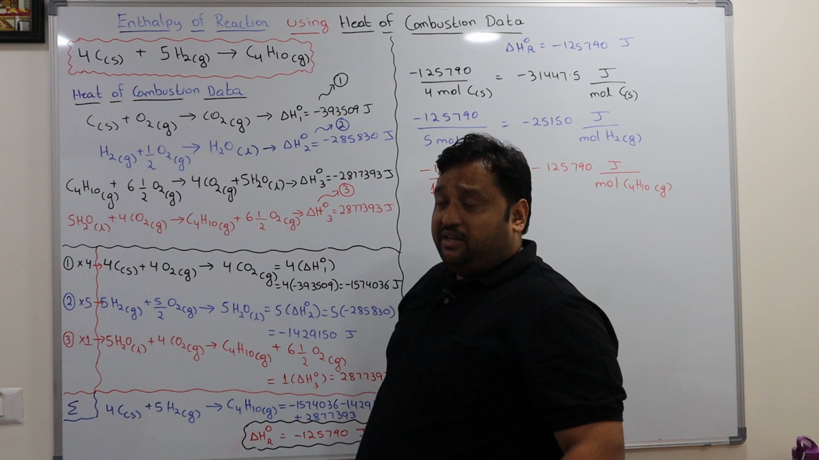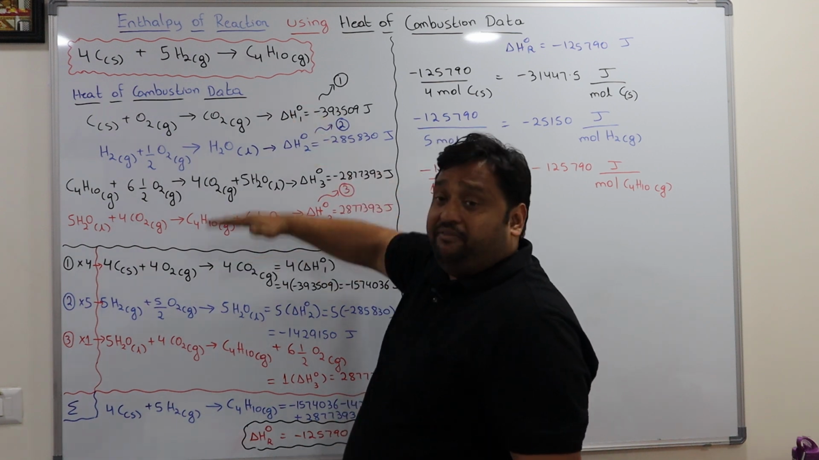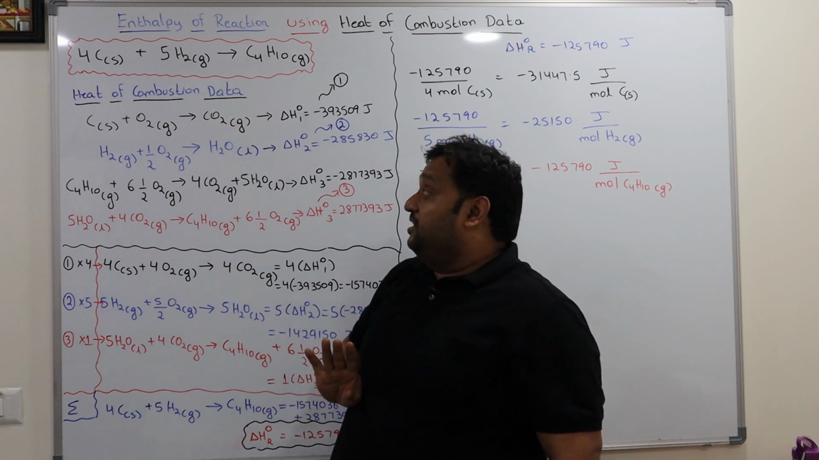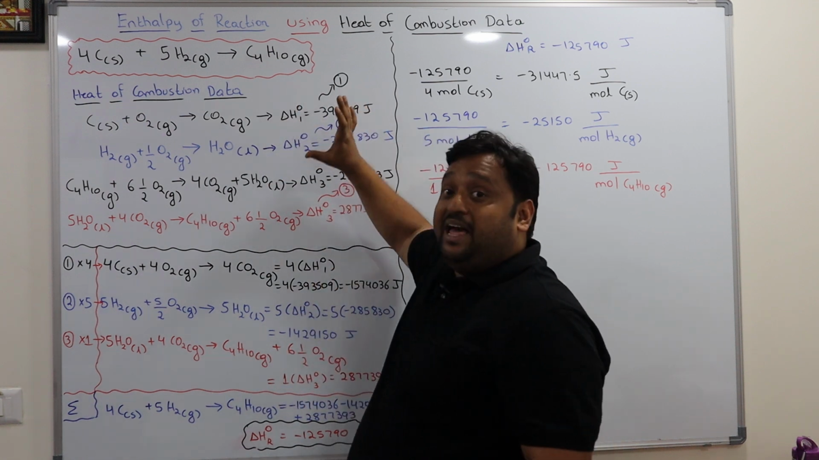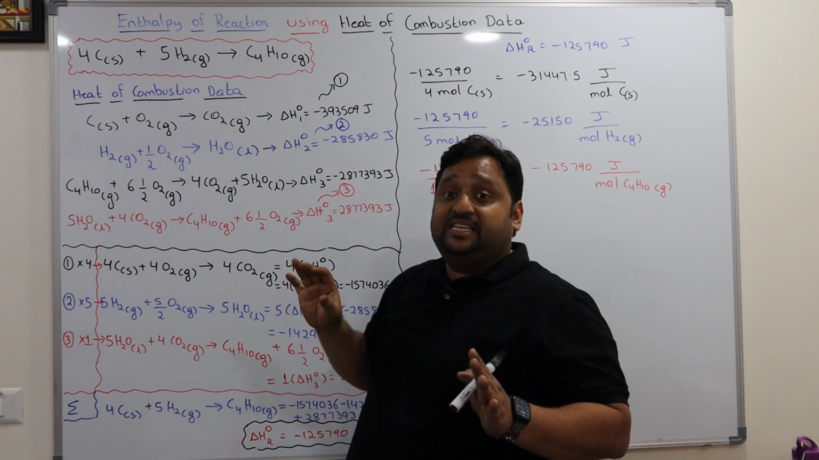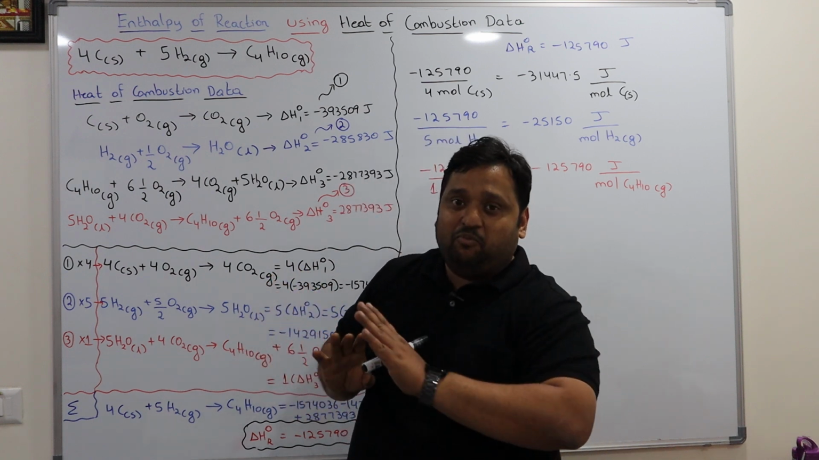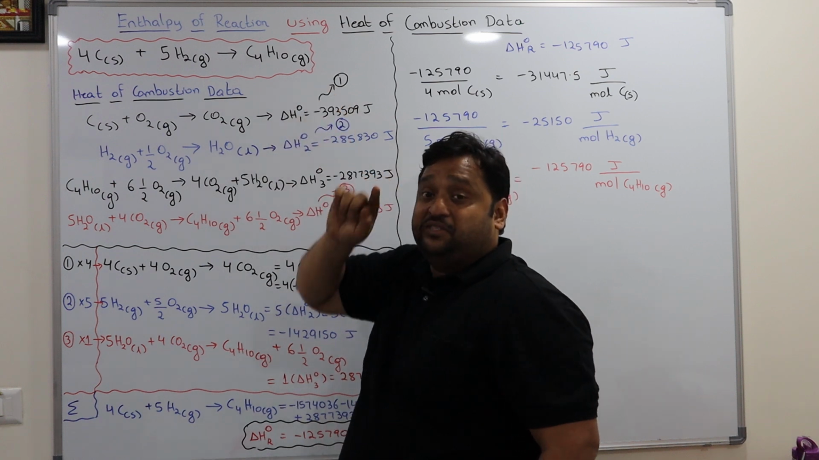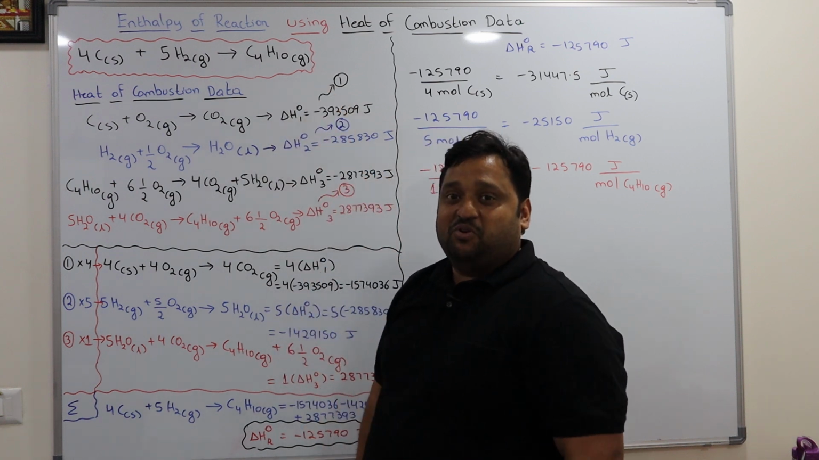Just keep it in mind that whatever we have done here is at a temperature of 298.15 Kelvin. So whatever enthalpies are represented here are at a temperature of 298.15 Kelvin, and the standard heat of reaction, with the degree representing 1 bar, means the pressure is 1 bar.